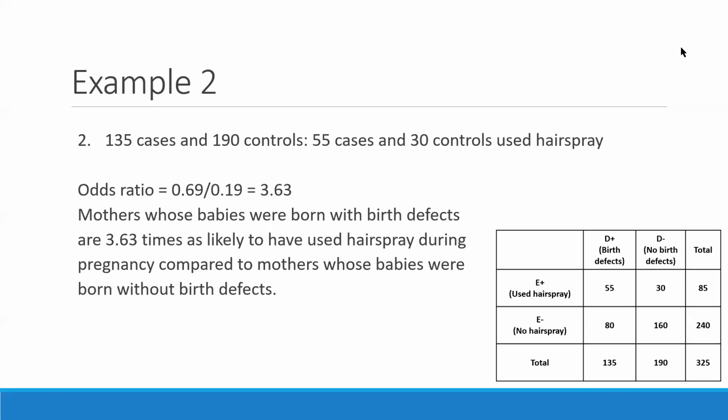And what this number means is that mothers whose babies were born with congenital defects are 3.6 times more likely to have used hairspray during pregnancy compared to those who didn't. It goes from the outcome to the reason. Correct. As opposed to looking at all the women using hairspray and following them and seeing how many birth defects there are. Which you could also do.